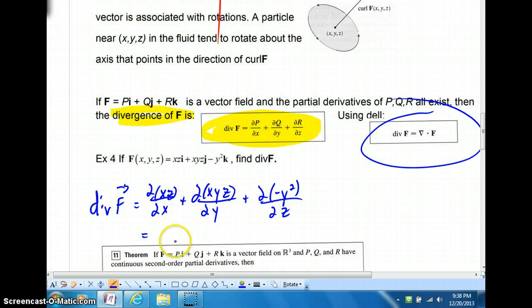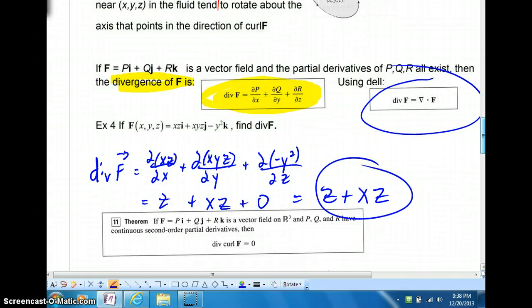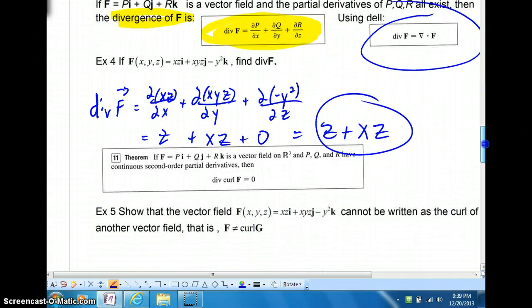Well, our first derivative, you would just get a z. Second derivative here in the middle with respect to y, I think you could see you'd have xz. And our last derivative, working this out with respect to z itself, is 0. Notice that there are no vector components. This is just z plus xz, and that's really what we have as our final answer.